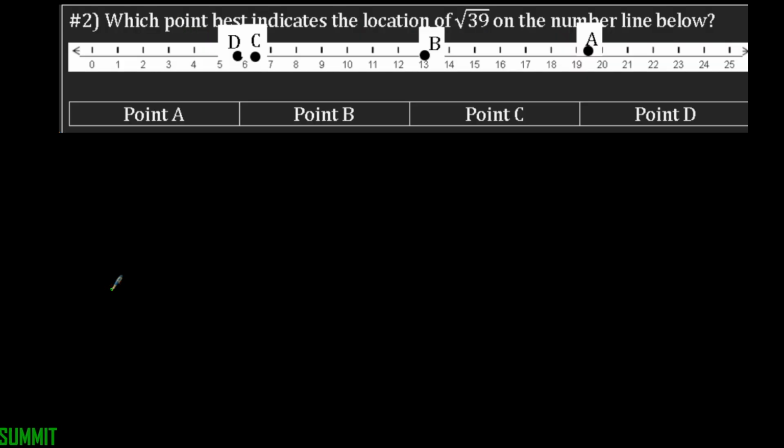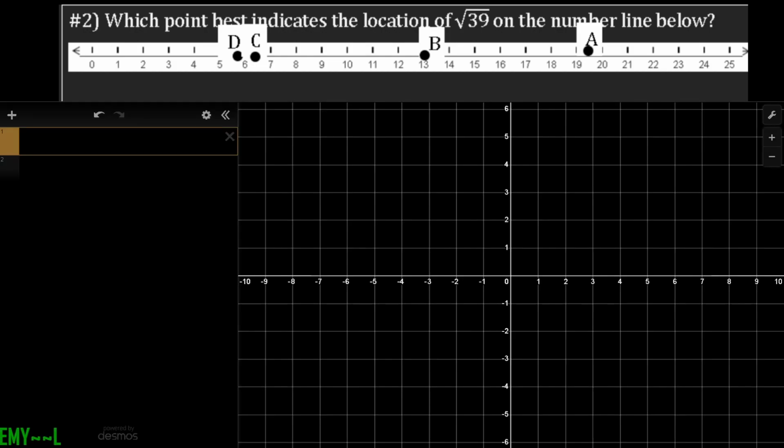For number 2, it says, which point best indicates the location of the square root of 39 on the number line below? So just like we did before, I can find that square root of 39 and look at that decimal. So let's say square root of 39, it's going to be about 6.24. So what we can say is on our graph, square root of 39 is going to be about 6.24.